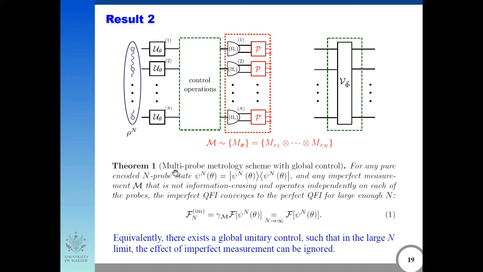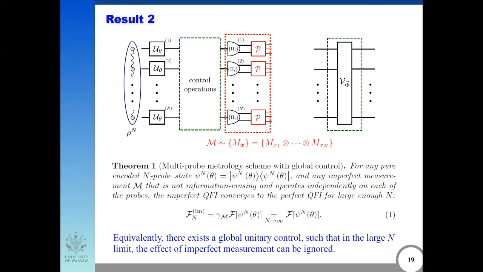Another way to say theorem one is that there exists a global control unitary such that in the large N limit, we can basically ignore the effect of imperfect measurements, and your quantum Fisher information will converge to the perfect quantum Fisher information. Not to forget, I need to tell you about information erasing. By information erasing, I mean that these measurement operators are either all zero or proportional to identity. These are the useless kind of measurements where any states will give you the same statistics. So any measurement that is not information erasing, no matter how lousy, then for sufficiently large N we could recover the perfect quantum Fisher information with some global control operations.